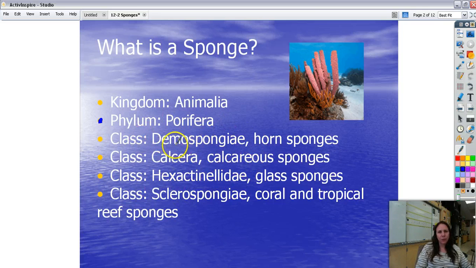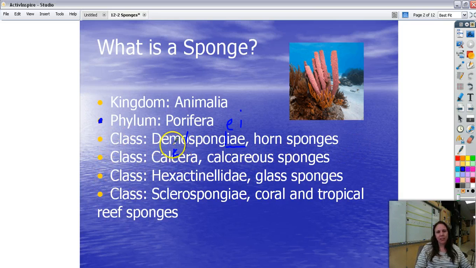So class, this one is called Demospongiae. If you break it up into groups, demo, sponge, and then the I sounds like an E and the AE sounds like an I, spongii. And these are things called horn sponges. The next one we have is class Calcarea. That sounds like a K. Calcarea, which are the calcareous sponges, which means that they have lots of calcium in them.